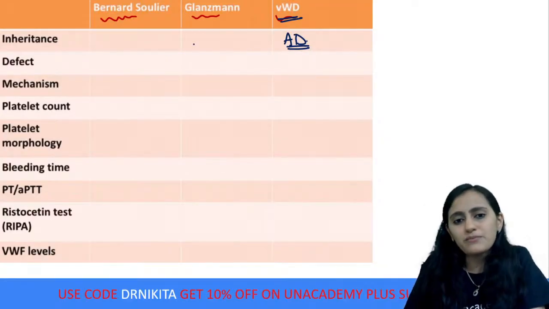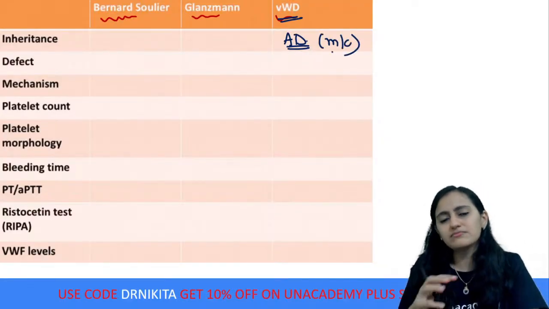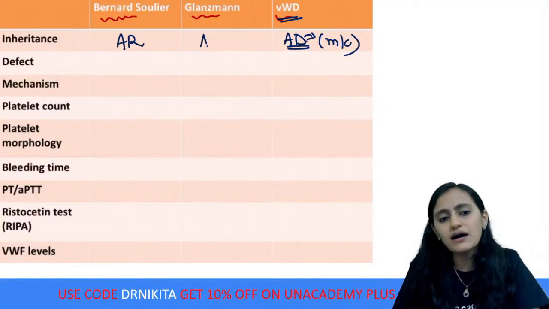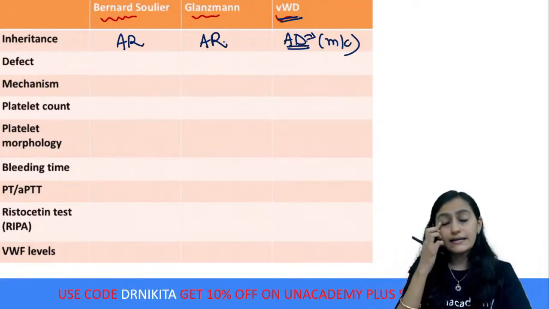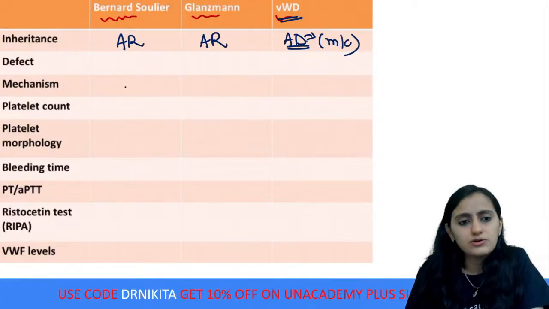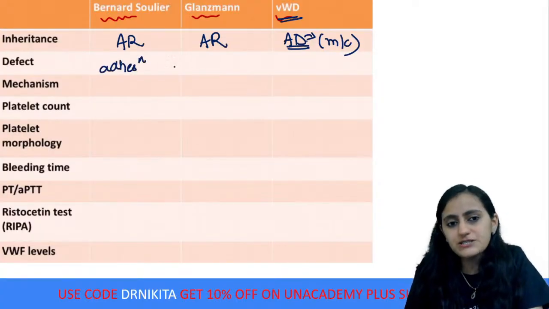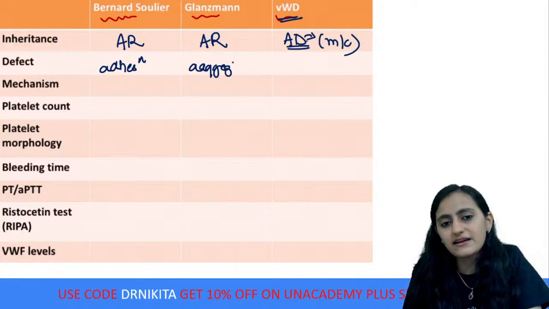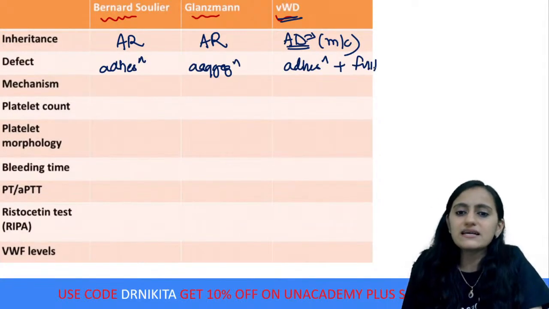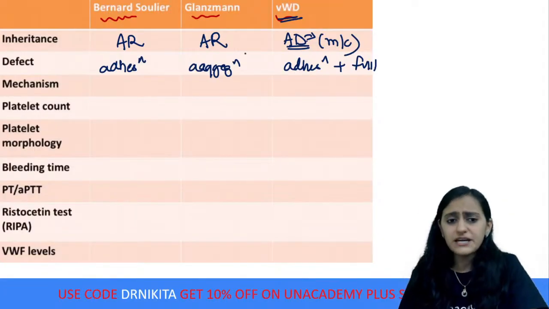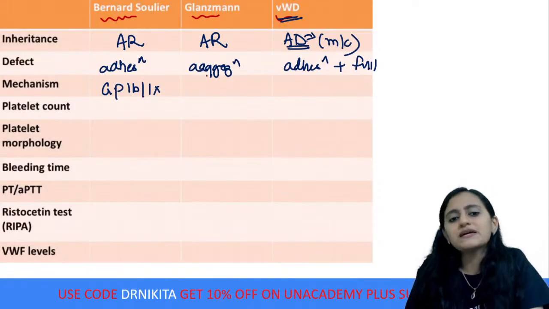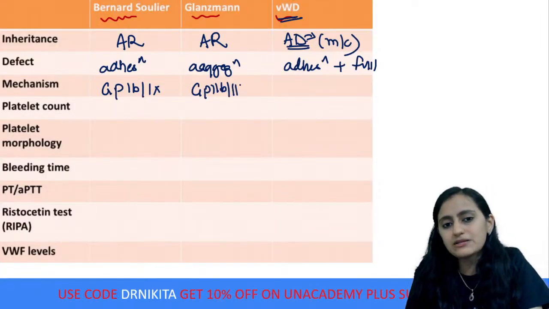So this is autosomal dominant, most common inheritance pattern. There could be others also, but the most common is autosomal dominant. These two are autosomal recessive. Bernard and Glanzmann, these are your autosomal recessive. What is the defect in your Bernard-Soulier? It is platelet adhesion. Glanzmann is platelet aggregation. Von Willebrand is again adhesion plus your factor 8 which is gone. Okay? Mechanism is your GP1B9 basically which is gone. Glanzmann, it is GP2B3A.